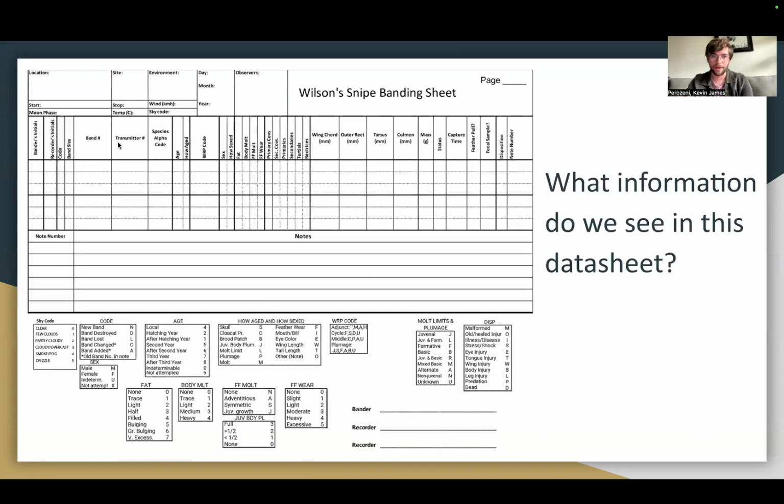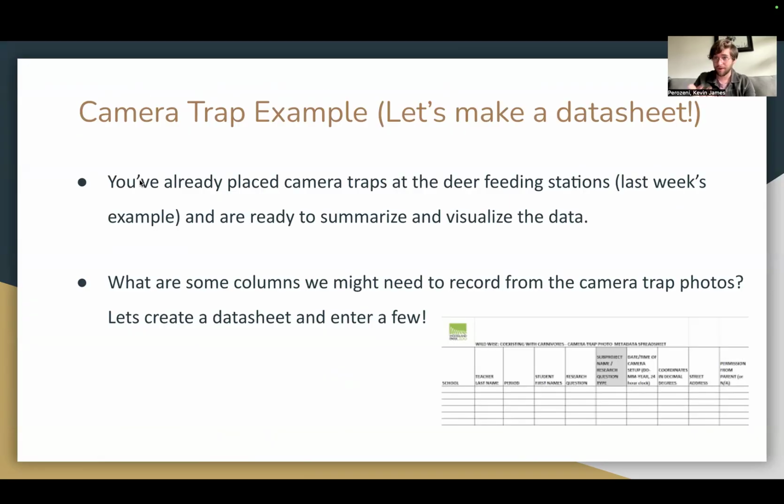And again, column headers are like band number, transmitter number. What are some things you might want to collect when you're going through and looking at the different photos of the different camera traps that we set up? So pause the video right now and take a second to jot down a few.